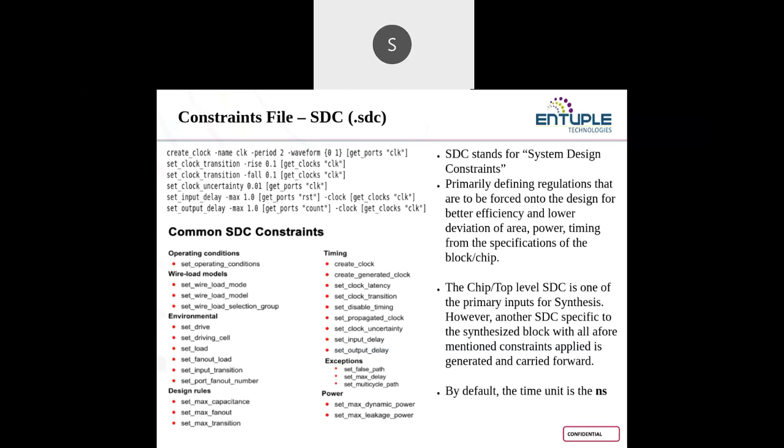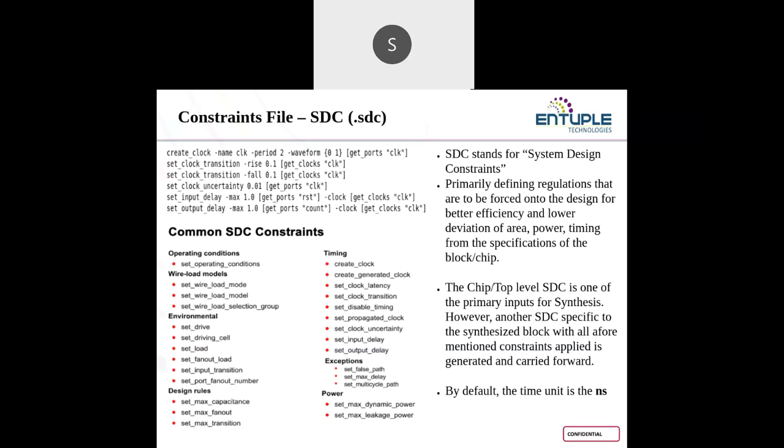Usually at the start they might not know the clock period. So usually they might have the frequency. Based on the frequency, they will calculate the clock period and set it. Along with the clock period, they are also setting some constraints.